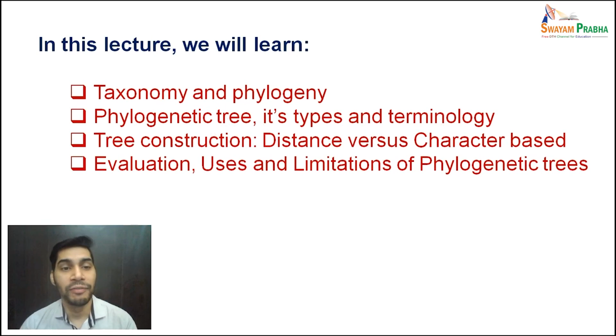Later on, we'll see how the trees are constructed, the various methods that are available for construction of phylogenetic trees, which are broadly classified under two categories, that is distance based and character based. Then we will focus upon the evaluation of the trees that we have constructed, how reliable and how robust that tree is. We'll discuss the uses and the limitations of the phylogenetic trees. So these are some of the subheads under which we'll cover today's lecture.